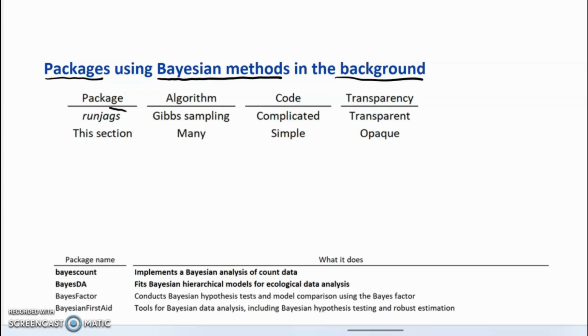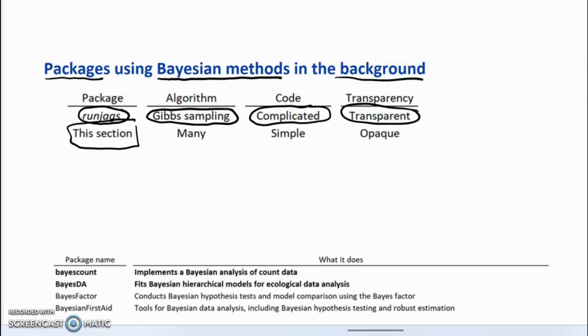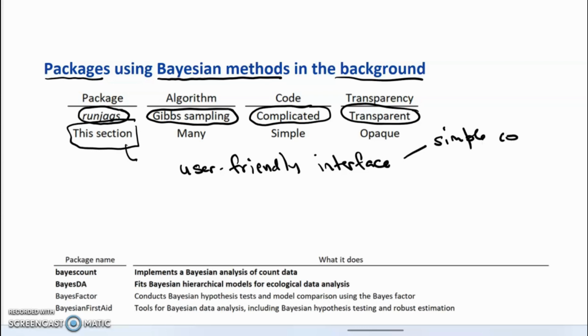So in week 6 and earlier this week, we looked at some runjags code that used Gibbs sampling to implement Bayesian analysis. The code was fairly complicated to write, but was relatively transparent. So what this section is all about is we're going to look at some R packages that have a user-friendly interface that permit the writing of fairly simple code, but in the background do Bayesian analysis.